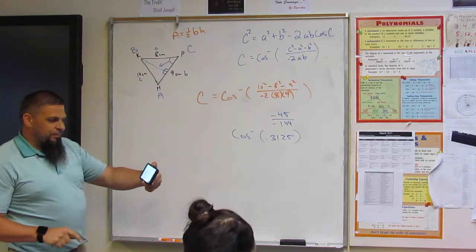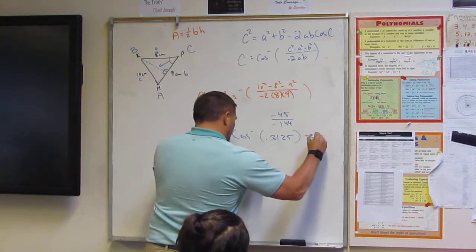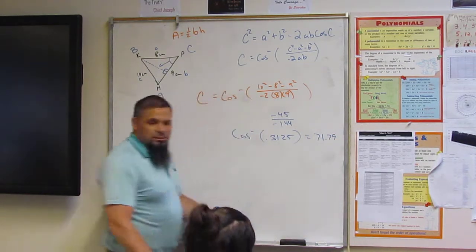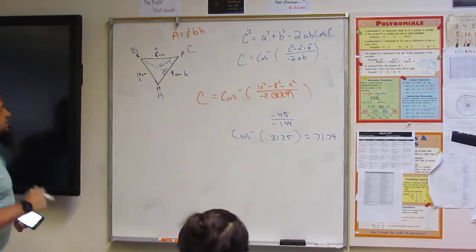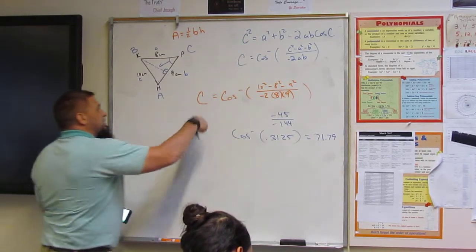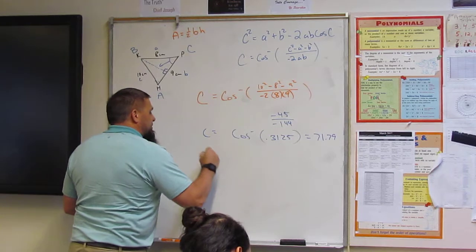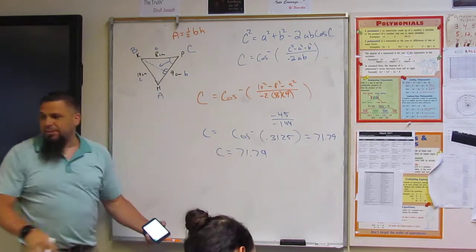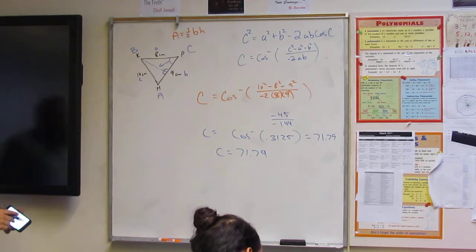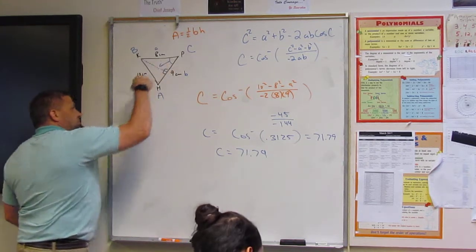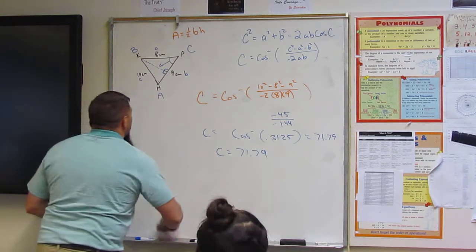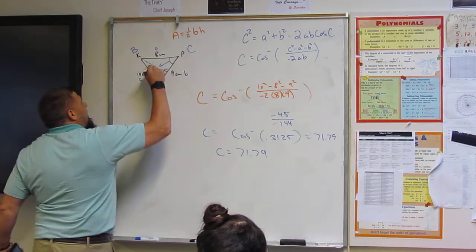Cosine inverse. All right, I'm getting a number. It equals 71.79. That's what I got. Good. All right, so that's going to be our angle C. Angle C is equal to 71.7900, blah, blah, blah, right? All right, so that's our angle C. Now, to find the height, right? The height is the opposite.